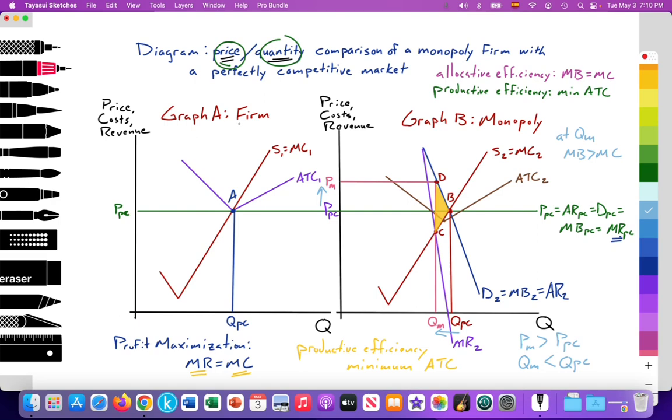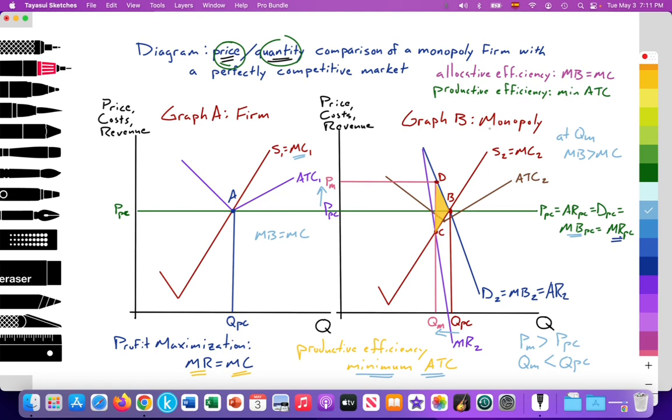In the case of the individual firm, it produces where MB equals MC. Here we have the MC curve, and it's intersecting at this point, which is our marginal benefit curve. So the firm is allocatively efficient. In addition, another advantage of the firm is that it's productively efficient. In the long run, when it's producing at normal profit at minimum ATC, it meets the condition of productive efficiency.